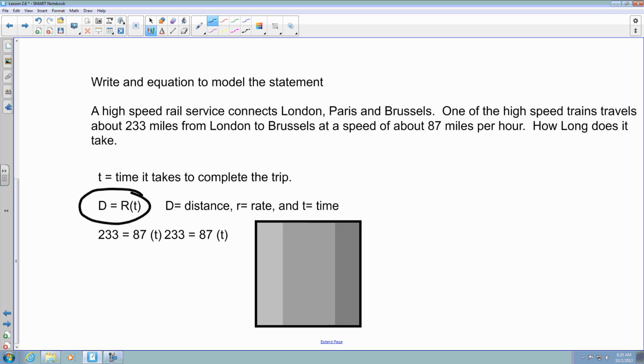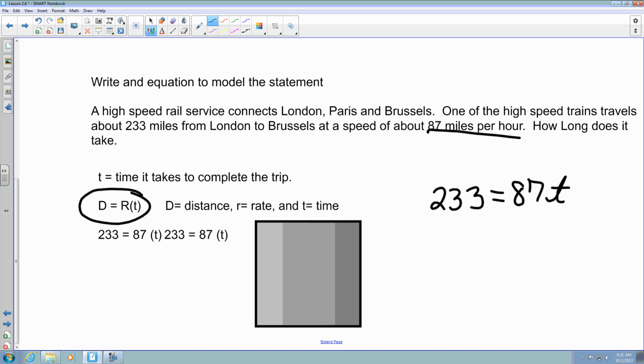So what they're giving us is the distance. They're telling us that it's 233 miles away, and so it equals the rate. They told us the rate is 87 miles per hour. And what they want to know is how long does it take, so that's going to be denoted by t, which is time.